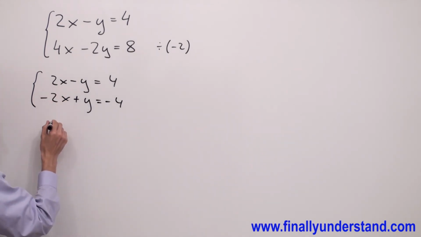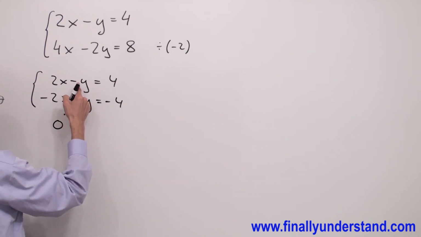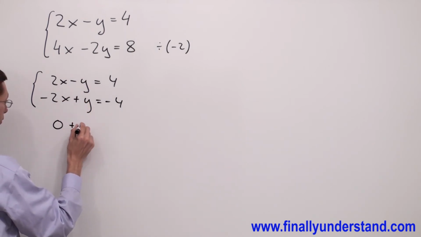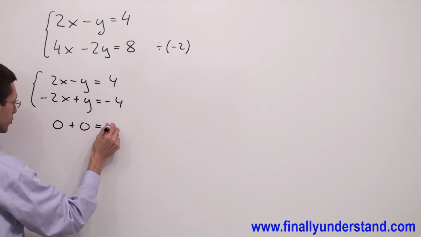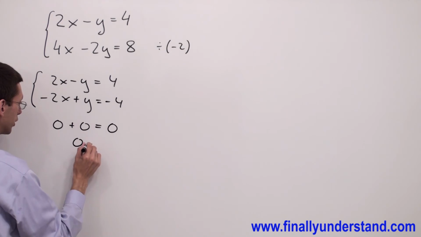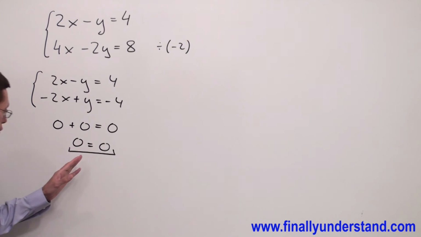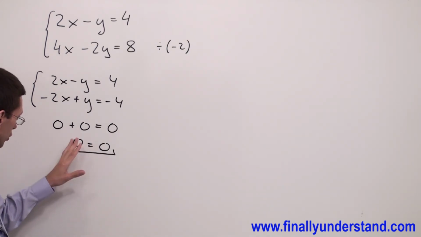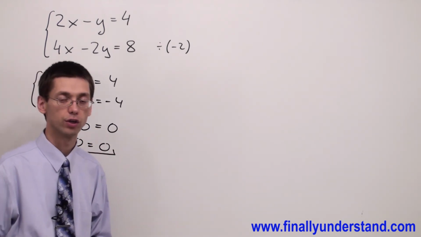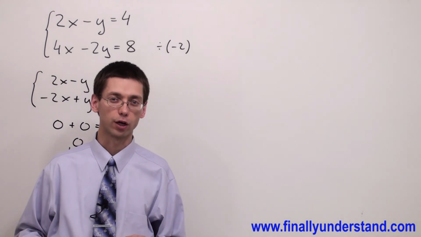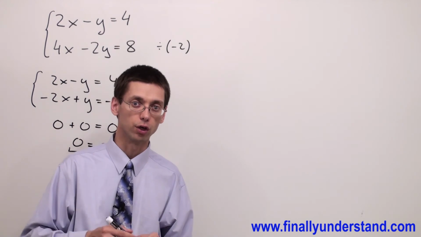-2 plus 2 gives me 0, and I have -1 plus 1 gives me 0, equals 4 plus -4 gives me 0. I have 0 equals 0. This is a true statement. Anytime you are going to end up with a solution like this, when the left side is equal to 0 and the right side is equal to 0, it means that the two lines are going to coincide. It means the lines are lying one on the other.